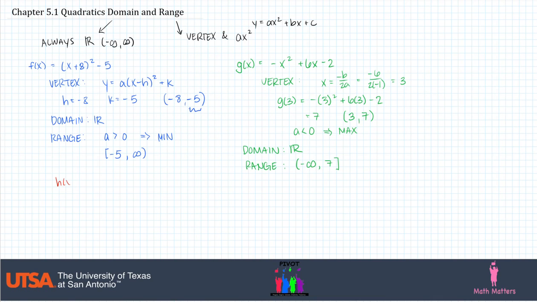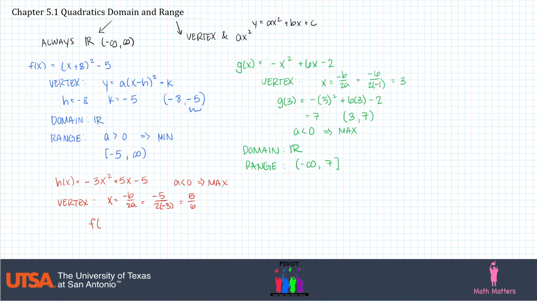Then our last example, h of x, is going to be negative 3x squared plus 5x minus 5. This time, since a again is less than 0, we're going to get a max value, which means our range is going to be from negative infinity to whatever the vertex is. So let's look for the vertex. We have x equals negative b over 2a, which is negative 5 over 2 times negative 3. And this is going to give us 5 over 6.